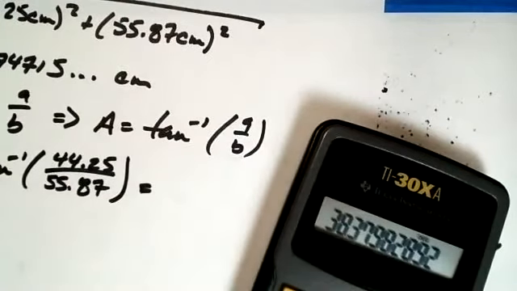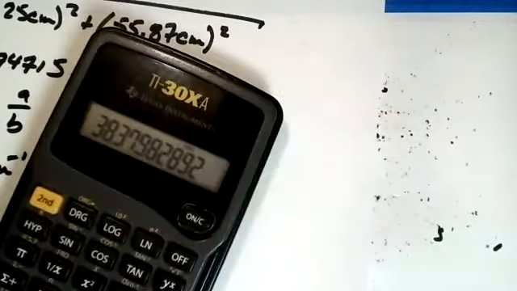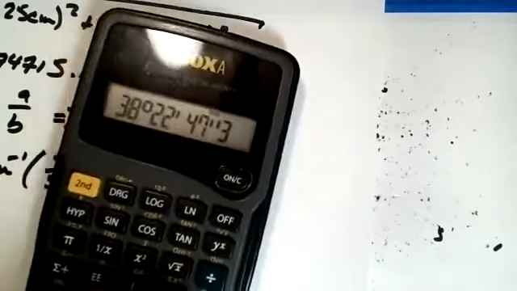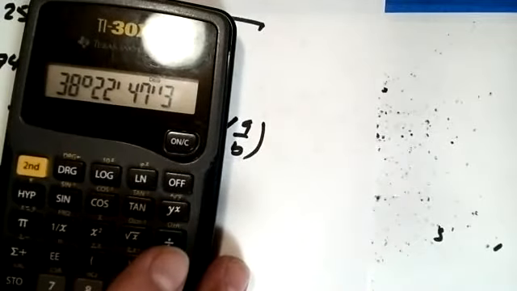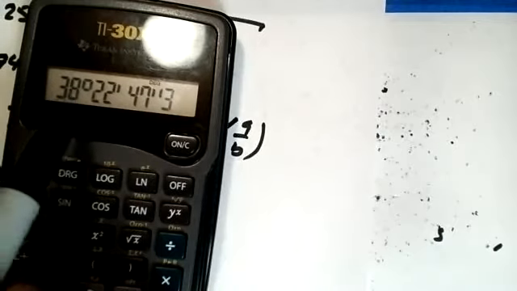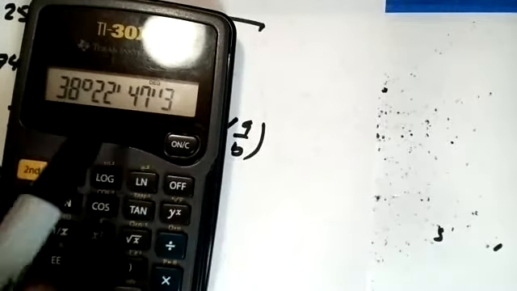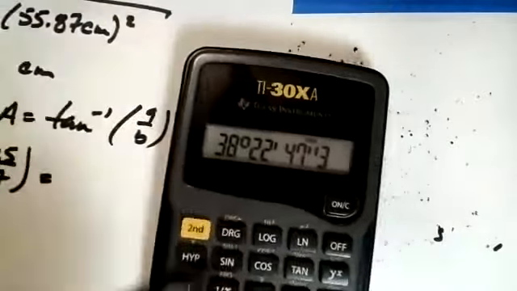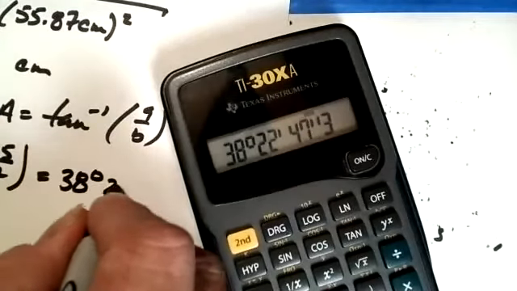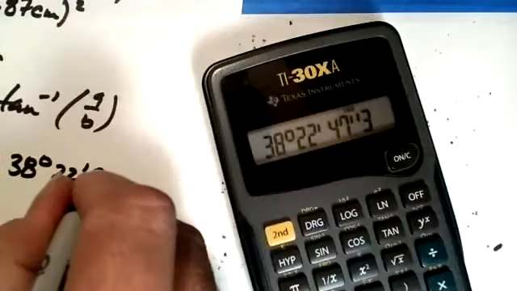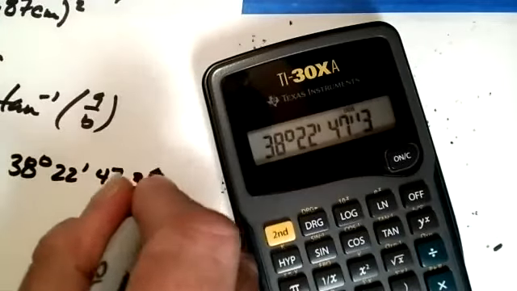Now, there's a debate. Sometimes these problems ask you to do these in degrees, minutes, seconds. So I'm going to go ahead and convert that to degrees, minutes, seconds. And there it is. I run out of digits on my screen, because this particular calculator will only give me a total of 7 digits, but this is 38 degrees, 22 minutes, 47.3 seconds.